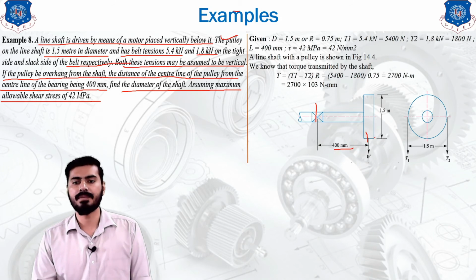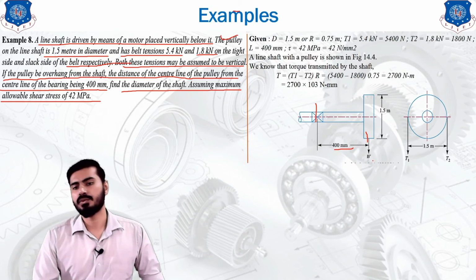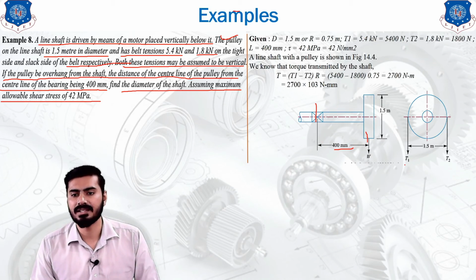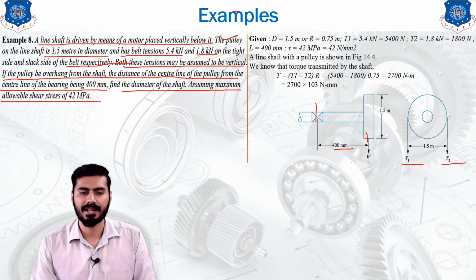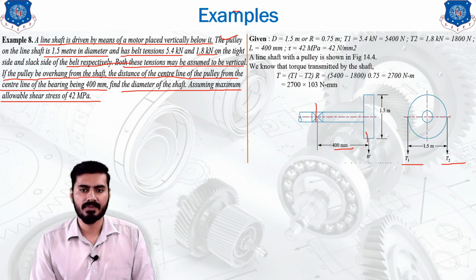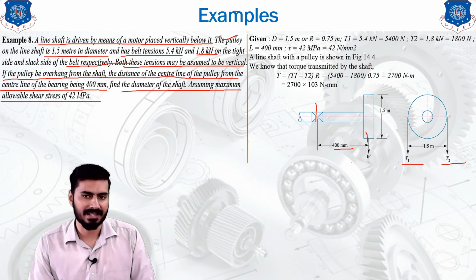The load on the bearing is W, that is to be supported by the shaft. The load is in terms of the T1 and T2 tensions, and they have not provided the weight of the shaft, and that's why we will neglect it.